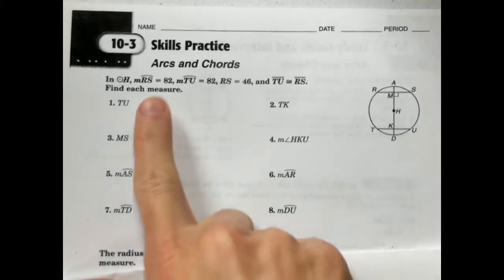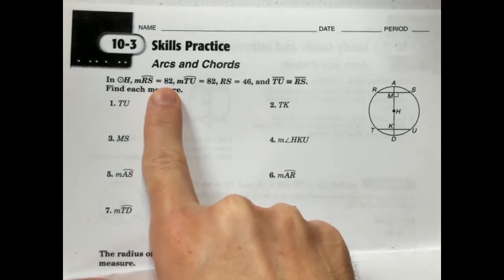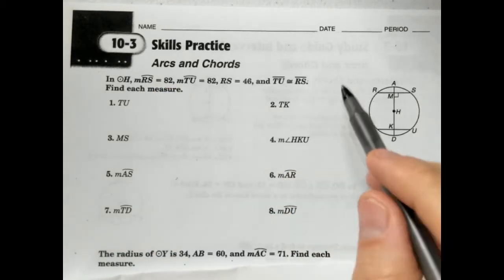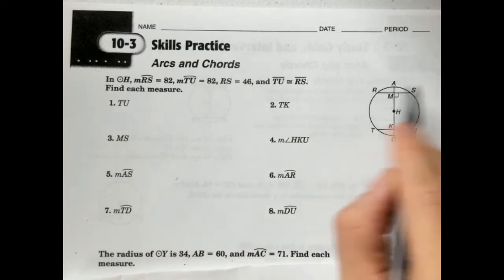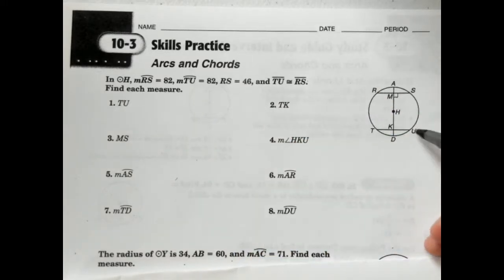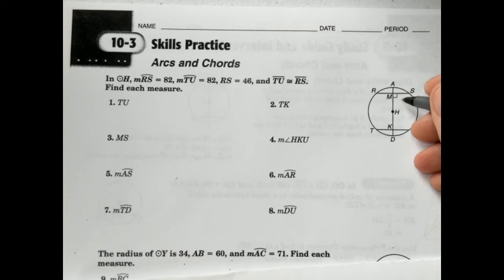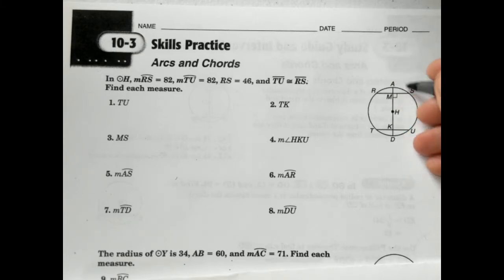So in circle H, the measure of arc RS is 82. So RS is 82, okay. TU is congruent to RS, which means this arc is congruent to that arc. Okay, fair enough. Now, we know that this is perpendicular to the radius, which means this is bisected. So there's a lot of information we can extrapolate already. So this whole thing is 82.